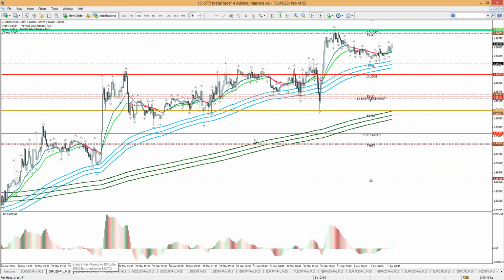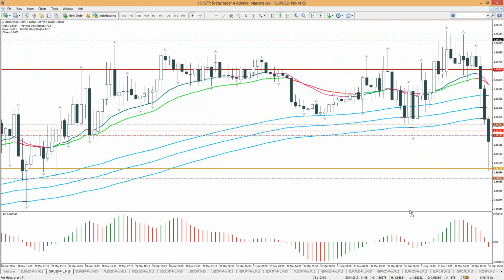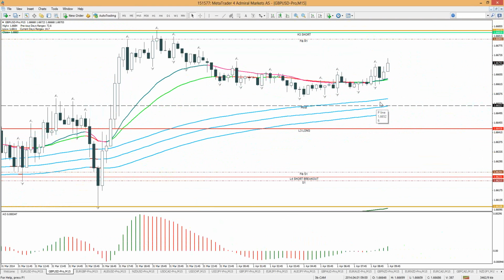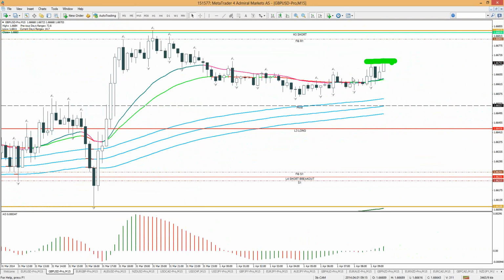So pound dollar. Pound dollar, a bit different. We have bullishly aligned moving averages. We can see the difference with the euro dollar, obviously. Yesterday was a bullish candle. And right now, price is trying to break above this moving average, above this moving average and above the fractal.